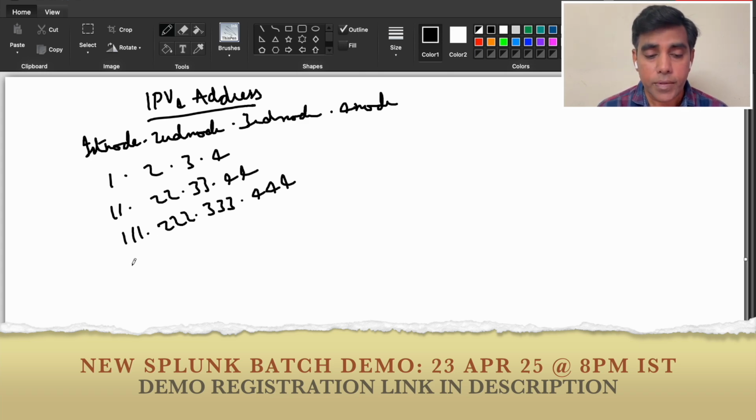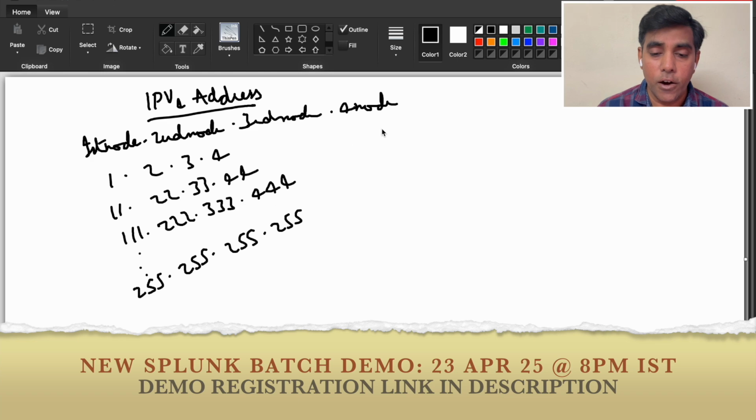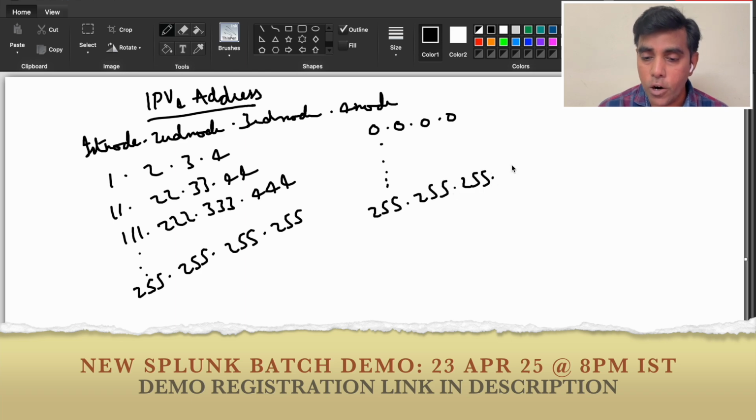That means to the maximum, if you go on specifying, 255.255.255.255. Likewise, we can have from 0.0.0.0, which is called the loopback address, up to 255.255.255.255. So this is the maximum IP address that we can have.